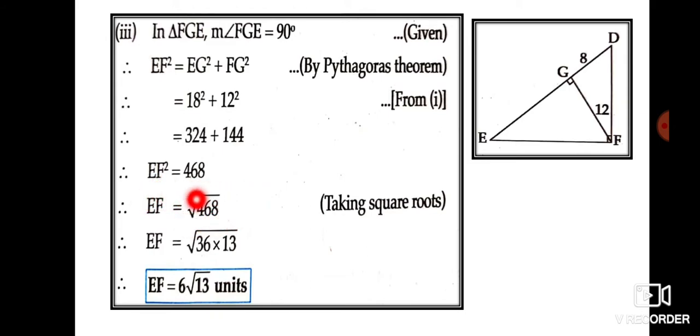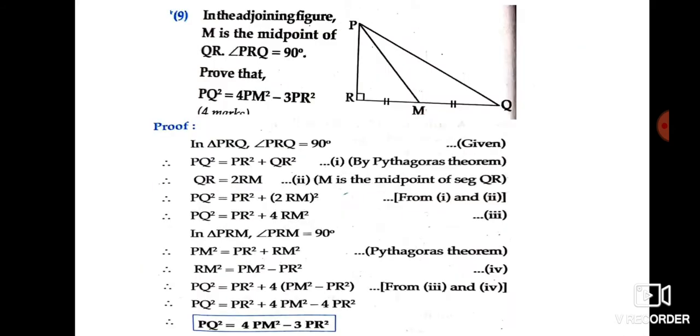Now 468 is not a perfect square. So by factorization method, you are going to find those values. There are different ways of finding this. So with 468, you have to split this number into 2 such that 1 is a square. So here we have 36 as a square. So 36 into 13. That is 6 root 13. So we have calculated the values.